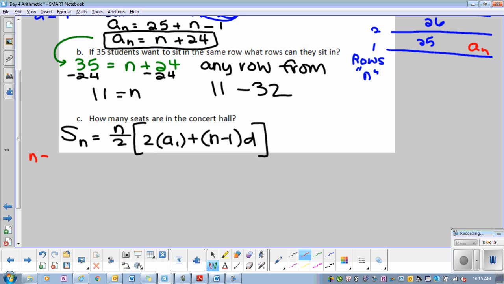Okay, so n equals what? How many rows do we have in total? 32. Thank you, Sabrina. A sub 1, what was the first number of seats in the first row? 25. And what is d? 1. So now I can plug all those in, right? S sub n equals, what is n? 32.